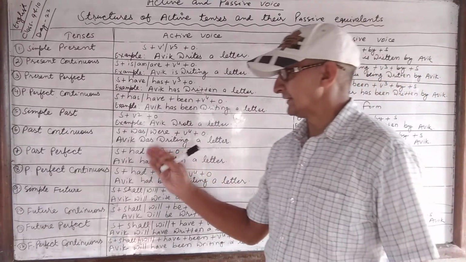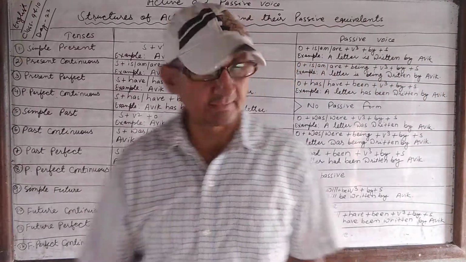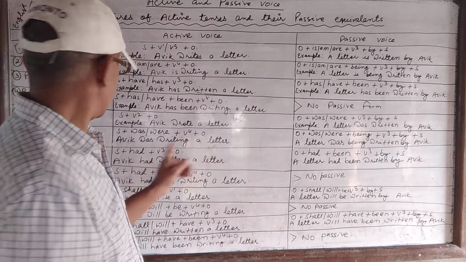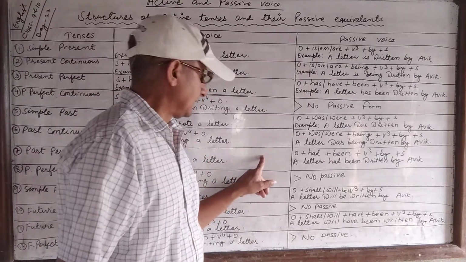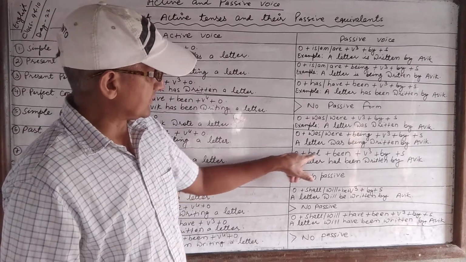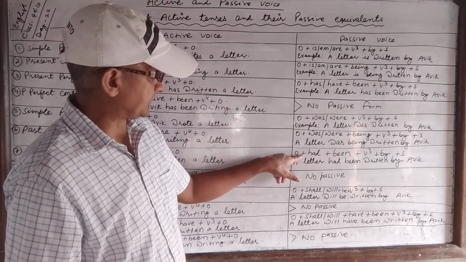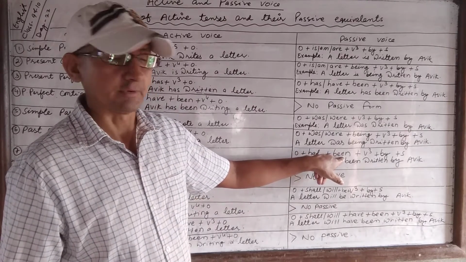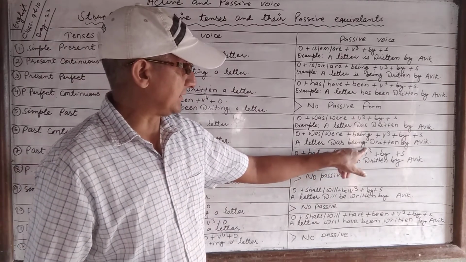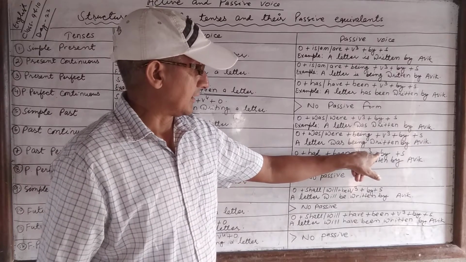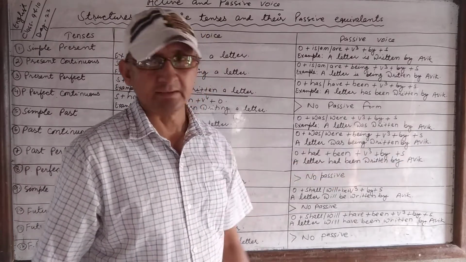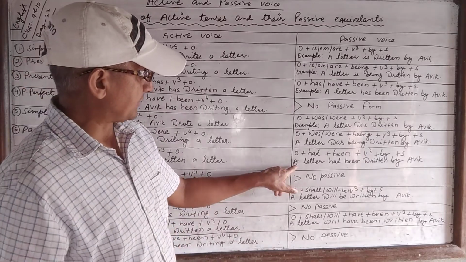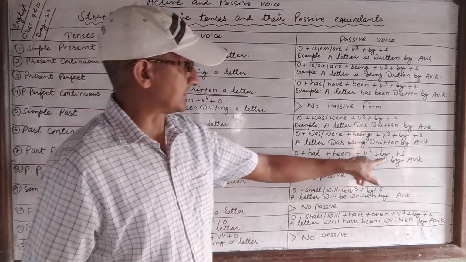And how can we change this past perfect tense into passive voice? You can change past perfect tense into passive by using this structure. This structure is object plus had, after that been. With perfect tense we use been plus V3, after V3 by, and then the subject of the active voice. The example is a letter had been written by Avik.